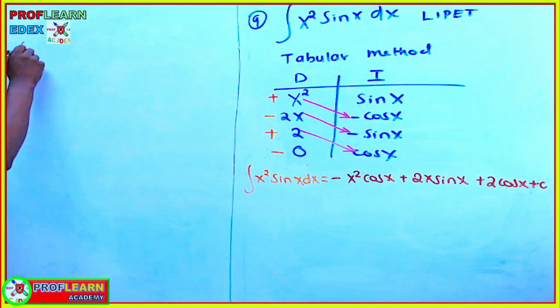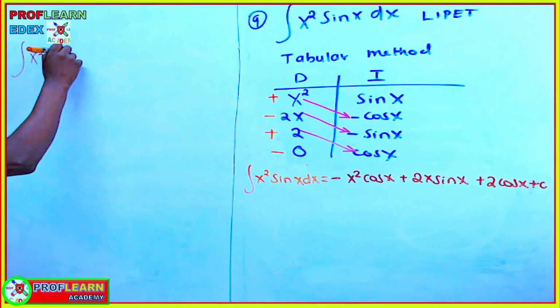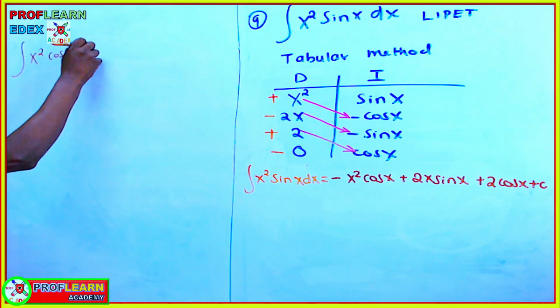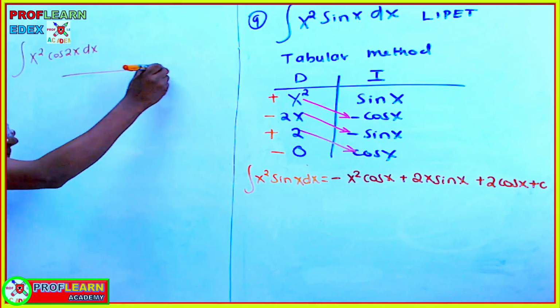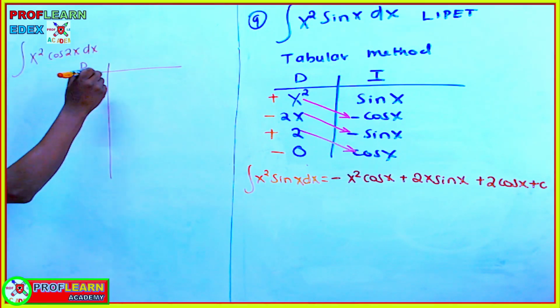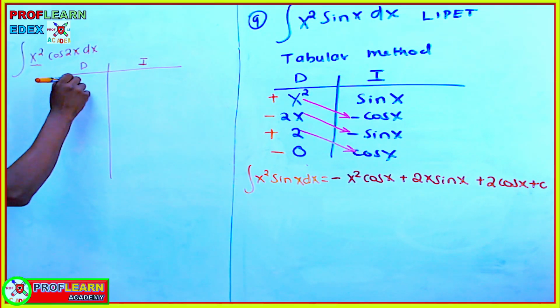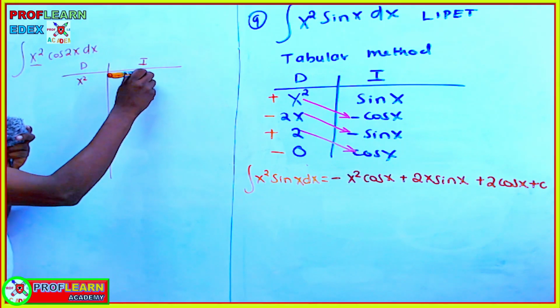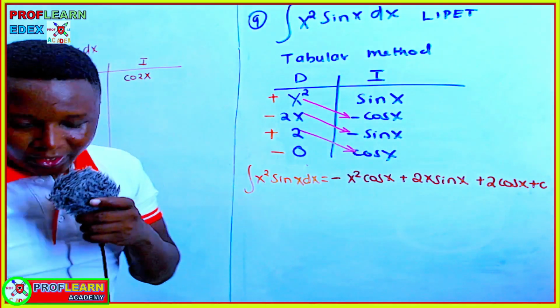You are told to integrate x squared cos 2x with respect to x. How can you use this method to perform this? The first thing, just say this is D and this is I. So our D is going to be x squared, and our I is going to be cos 2x. So instead of using integration by parts, we can apply this method.